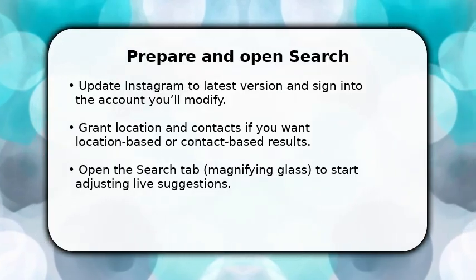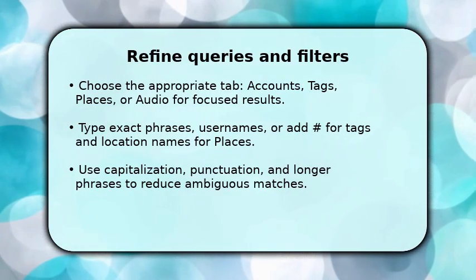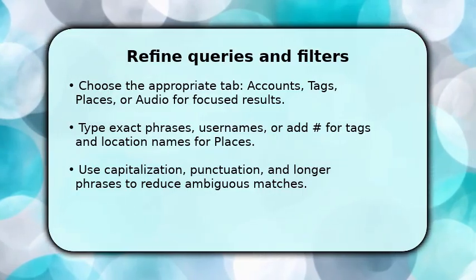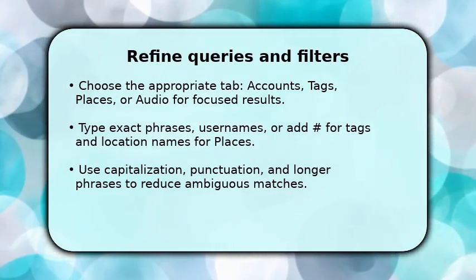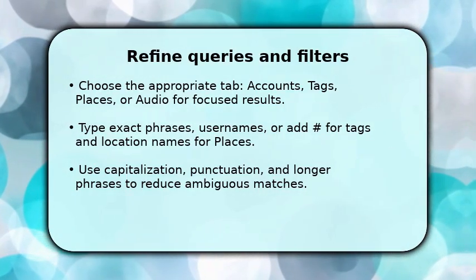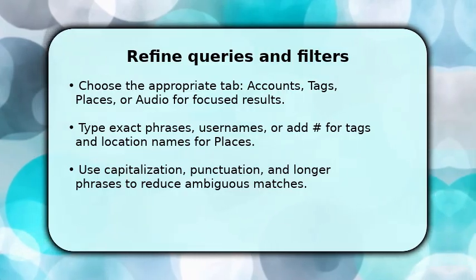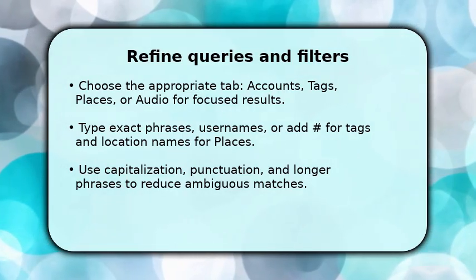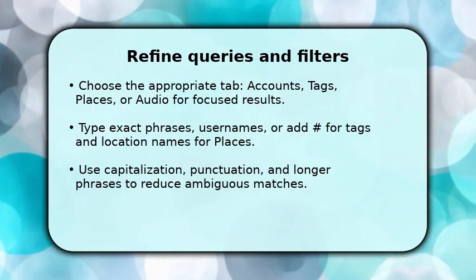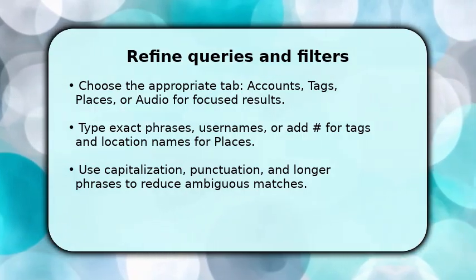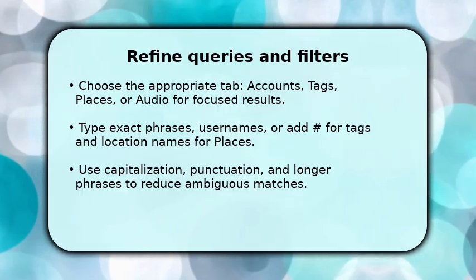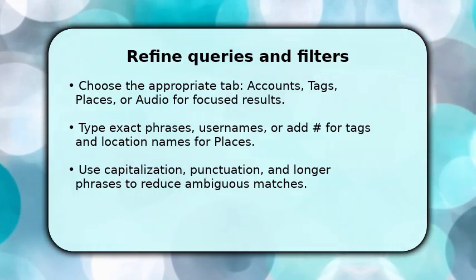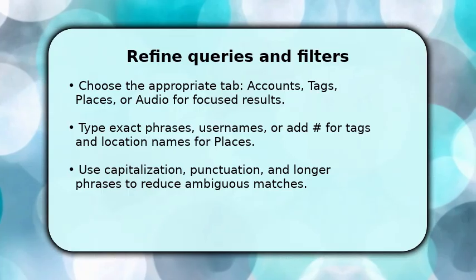Now refine how Instagram interprets your intent by selecting the right tab. Accounts narrows to profiles, tags finds hashtagged posts, places shows geotagged content. Type specific queries. Include @ for precise users, add hash for hashtag searches, or spell full location names for places. Make your phrases longer and clearer so the algorithm weights relevance over general popularity.